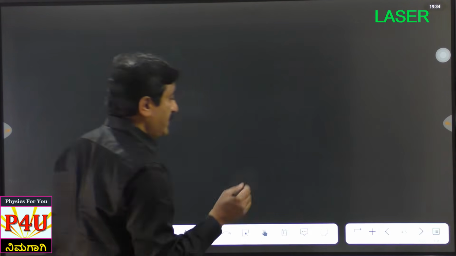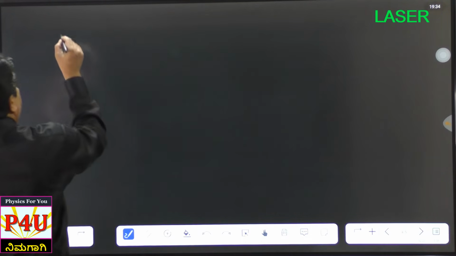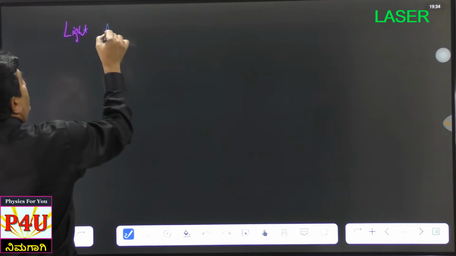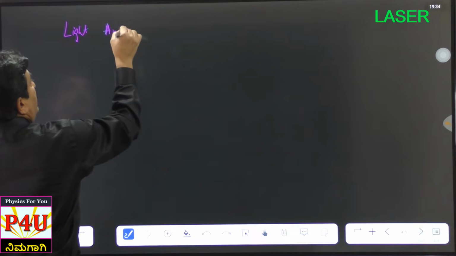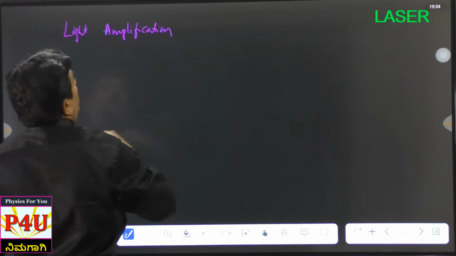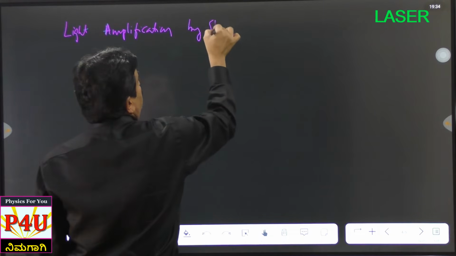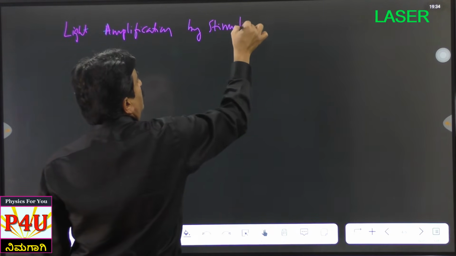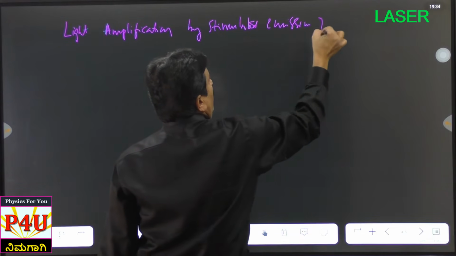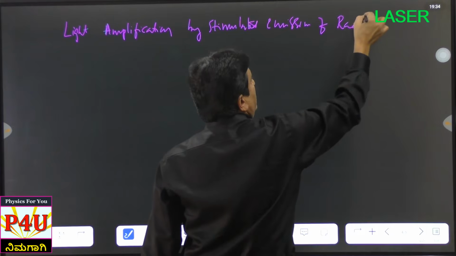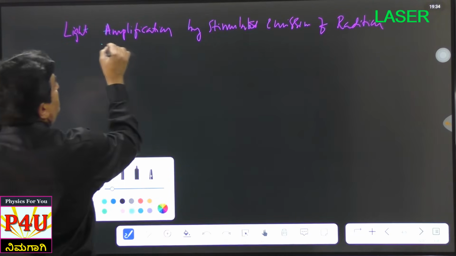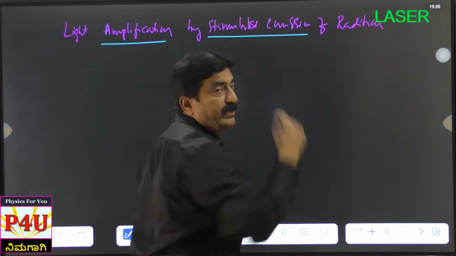Now the question is how to produce such type of light. It is possible only through light amplification. Amplification, you should understand this term. Amplification by stimulated emission of radiation. This I already mentioned in the beginning. Now let us understand the two terms. One is amplification, another one is stimulated emission.